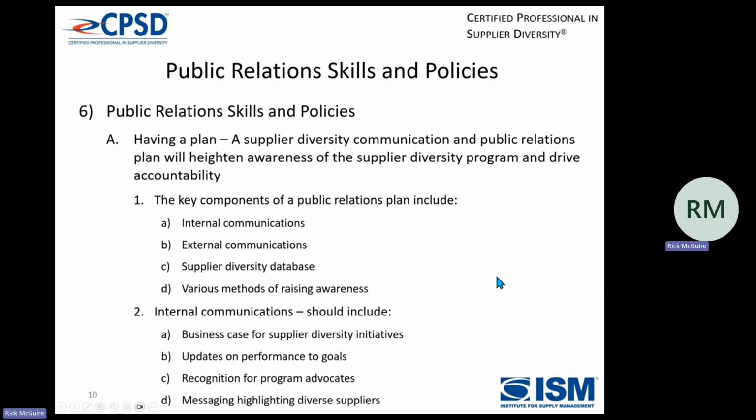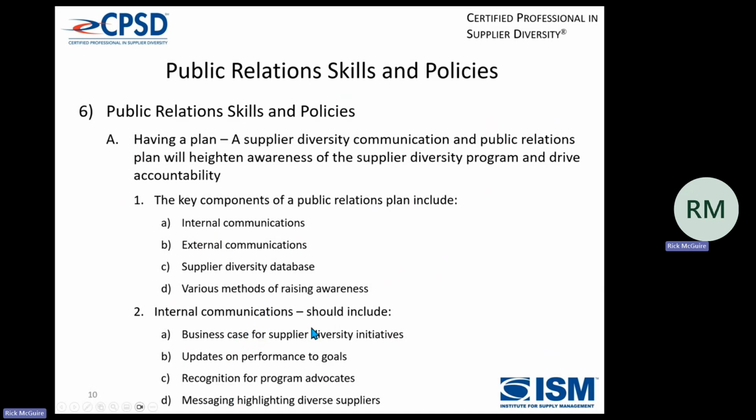Public relations skills and policy. So have a plan. Supplier diversity communication and public relations will heighten awareness of the supplier diversity program and drive accountability. The key components of a public relations plan include internal communications, external communications, a supplier diversity database, and various methods of raising awareness. We'll cover all this in later modules.